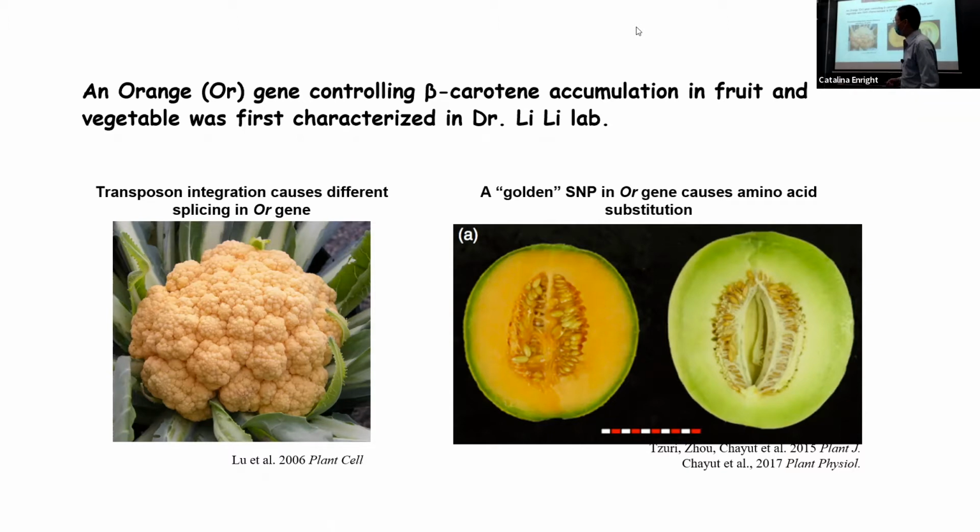Later, we found that in melon, a golden SNP is responsible for the carotenoid accumulation, like in the cantaloupe in our market, which also contains the golden SNP. This golden SNP causes an amino acid substitution, changing from arginine to histidine. That's OR-His. We found that OR-His is responsible for the induction of chromoplast formation.